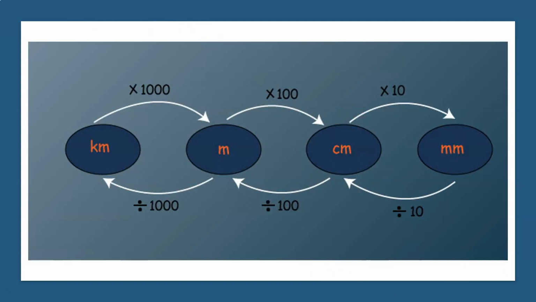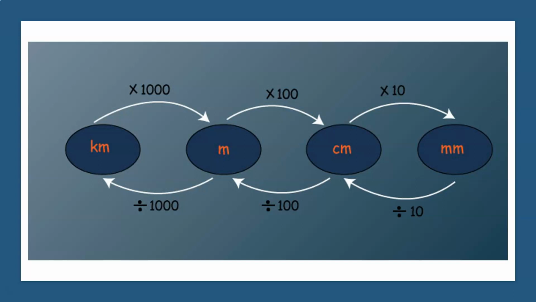As we go from a big unit to a smaller unit, so for example kilometers to meters, we're always multiplying. And the value we multiply by depends on what we're moving from. So from kilometers to meters, we multiply by 1,000. From meters to centimeters, we multiply by 100. From centimeters to millimeters, we multiply by 10.